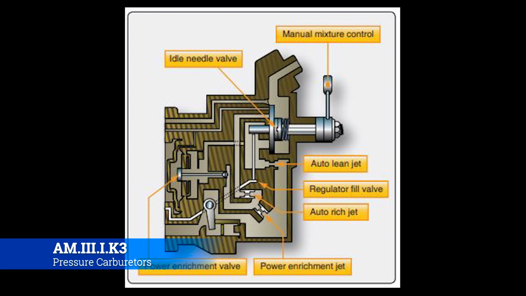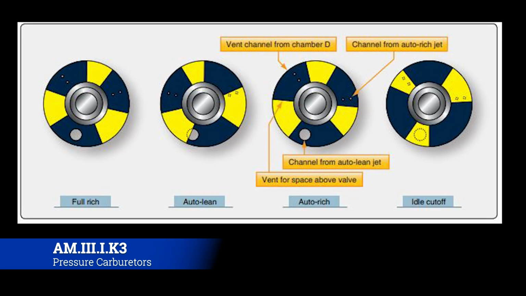The regulator fill valve is a small poppet valve located in the fuel passage, which supplies chamber C of the regulator unit with metered fuel pressure. So you remember the different diagrams. The regulator fill valve is one of the ways that those diaphragms get filled. Now, let's go back to this mixture control rotary disc valve that we talked about a second ago.